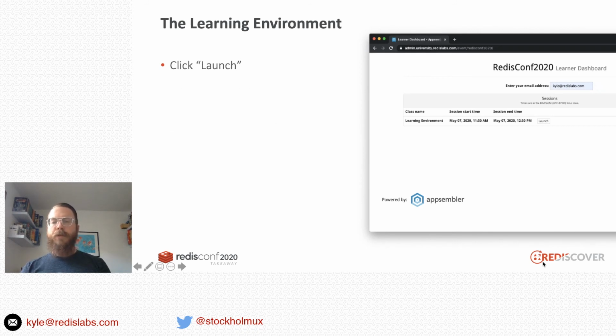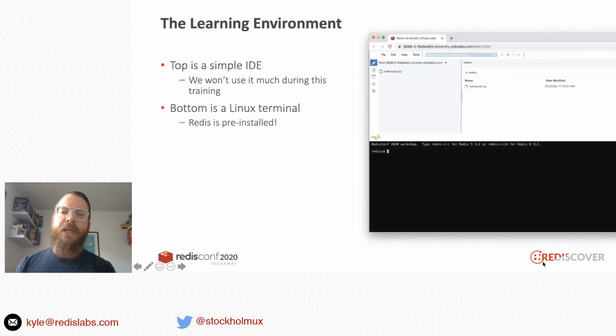Now, once you've entered your email address, you're going to get to a screen that looks a little bit like this, the learner dashboard. You're going to go to the area where it says launch. You should only really have one option here. You click launch, the button will change to deployed, which will be disabled. You can't click it anymore, and then you're going to click open. At that point, you'll be presented with a screen that looks like this.